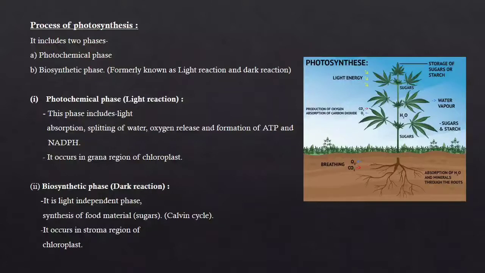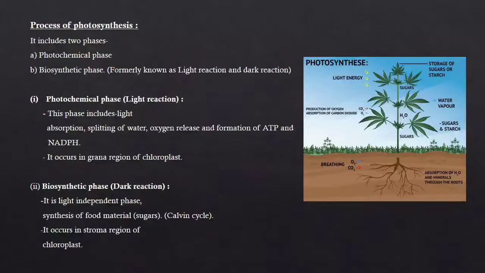It also occurs in the grana region of the chloroplast. Second phase is the biosynthetic phase, which is the dark reaction. It is a light independent phase. Synthesis of food material, that is sugars. And in brackets they have written Calvin cycle.